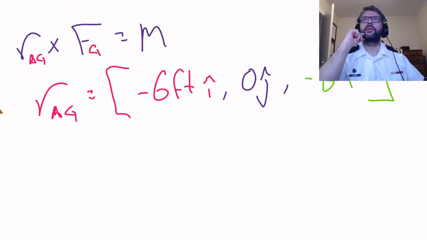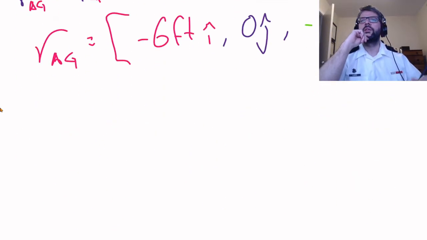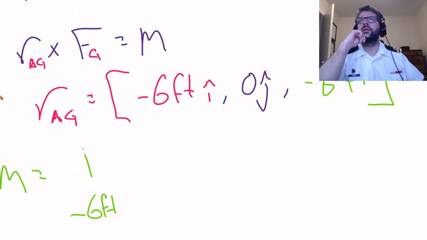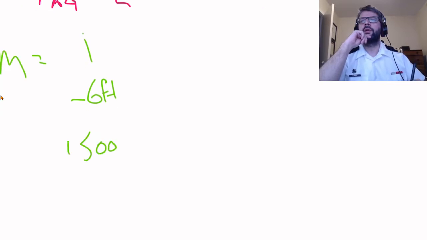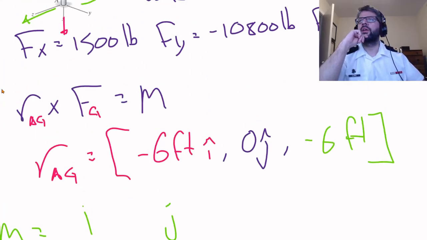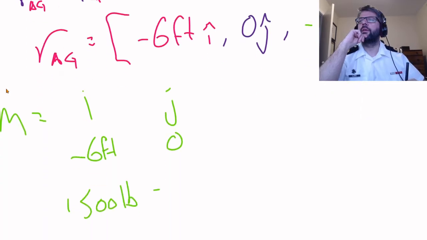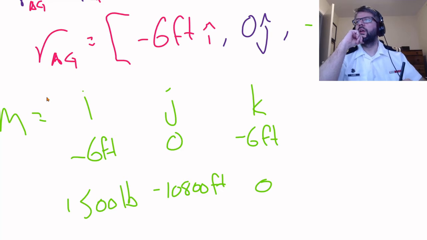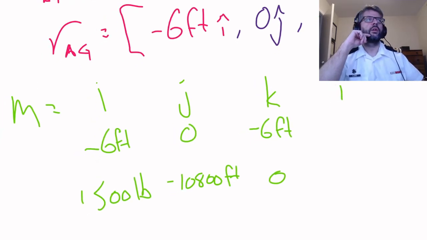So if we're crossing that with our forces, okay, so I -6 feet and 1,500 pounds are J 0 and 0. Wait, no, J 0 and negative are K -6 feet and then 0 force there. And then just I'm going to repeat that.